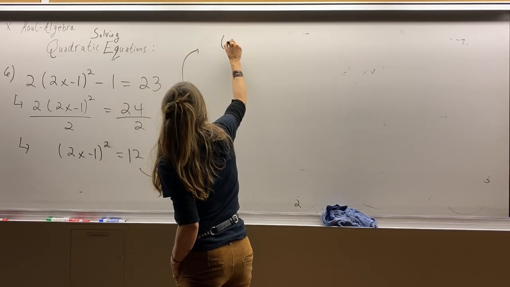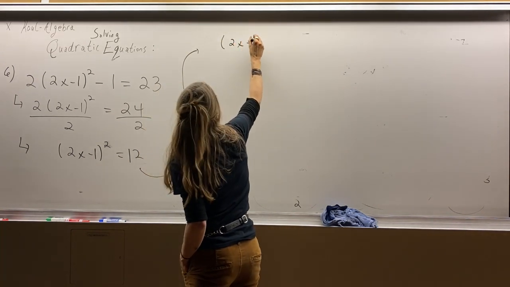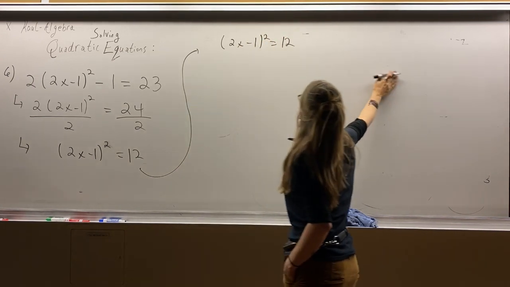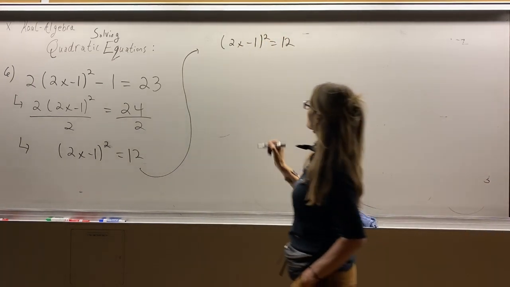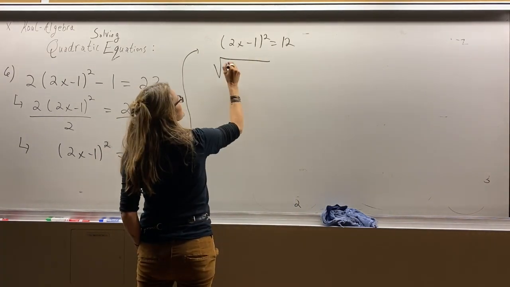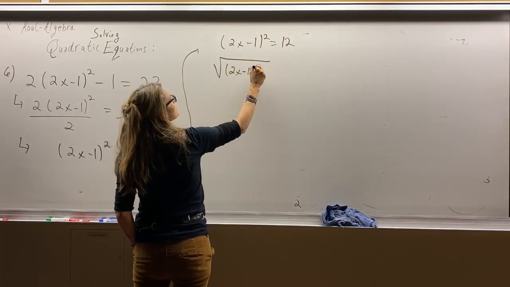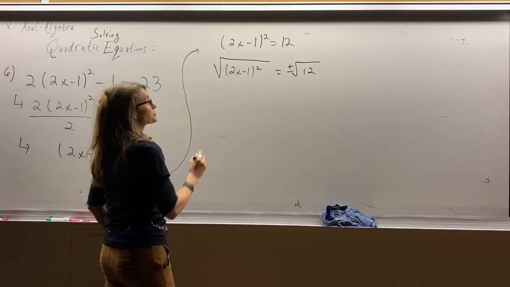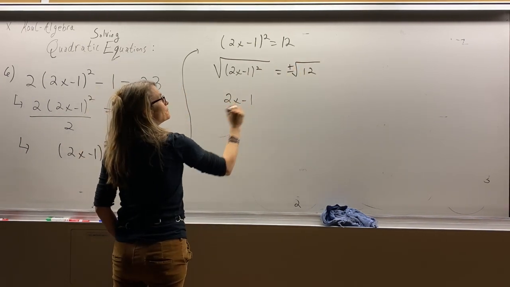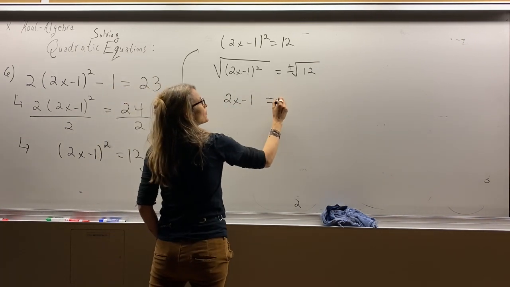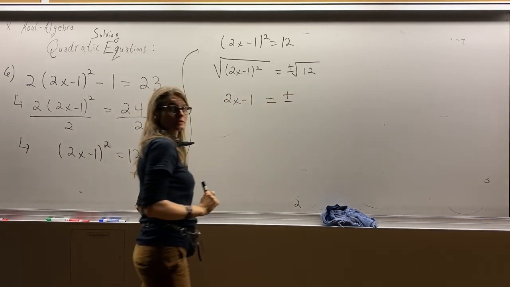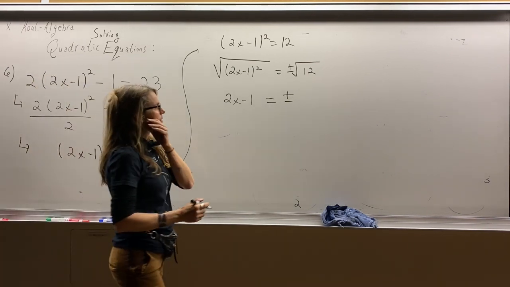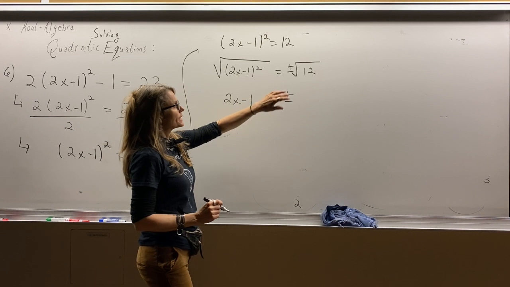So I have 2x minus 1 quantity squared equals 12. And I'm going to go ahead and take the square root of both sides. And I'm left with 2x minus 1 equals plus or minus the square root of 12. Now notice 12 is not a perfect square. So what do I do next here?